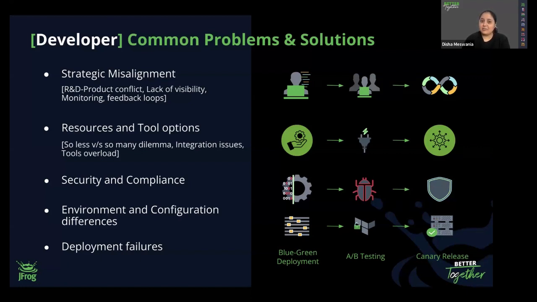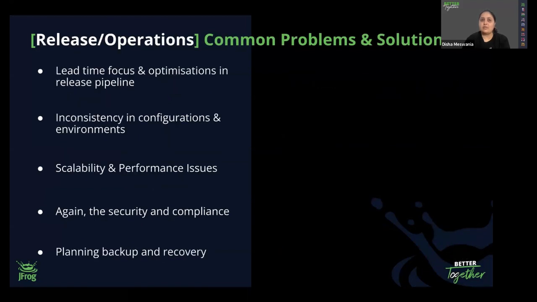Then the same common problems and solutions, let's think about that from a different perspective, which is from a release or an operations person perspective, right? So when it comes to their challenges, I believe one of the main things to deal with is lead time. They want to ensure that everyone falls in the elite category of the DevOps research. And for that to happen, the lead time has to be less, which ideally means there has to be more and more optimizations in the release pipeline.